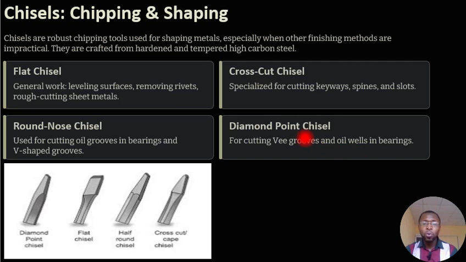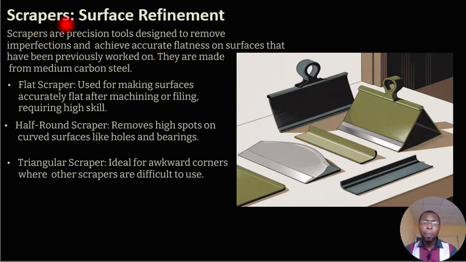And then before we conclude on that, we have the scrapers. The scrapers are actually made for surface refinement. They are precision tools designed to remove imperfection and achieve accurate flatness on surfaces that have been previously worked on. So what files cannot do or chisel could not do, the scraper will help in finalizing. So it helps to remove any form of imperfection that chisels and files cannot achieve, so that we can get accurate flatness on the surface.